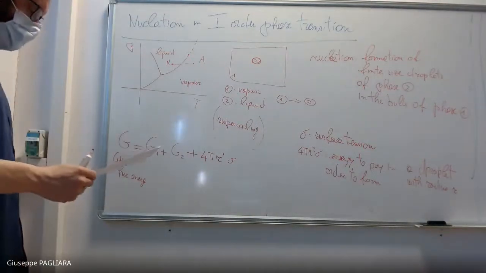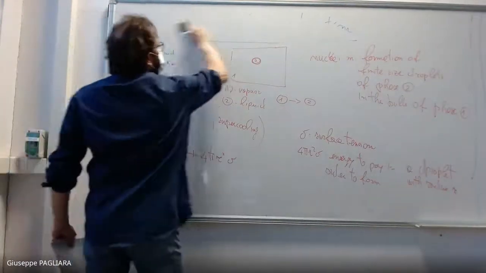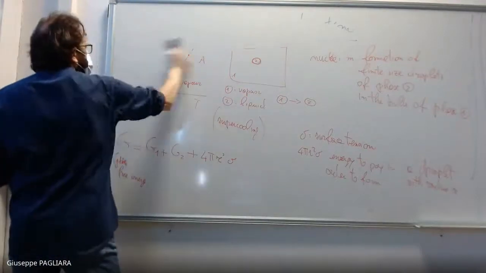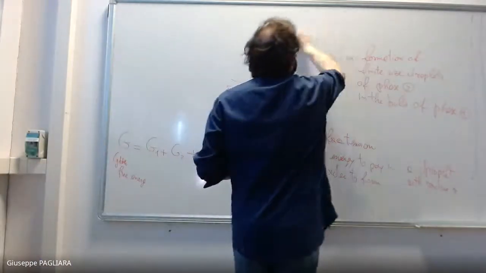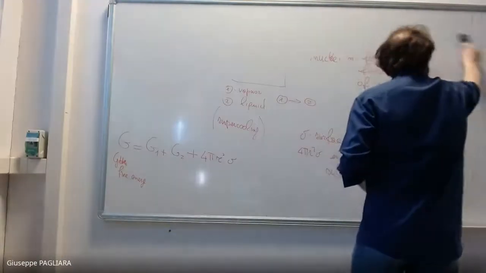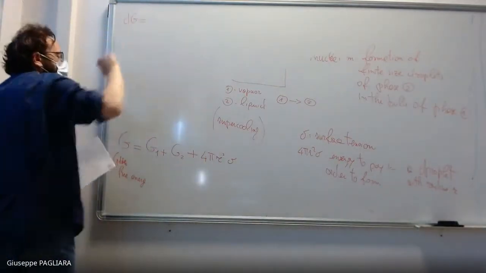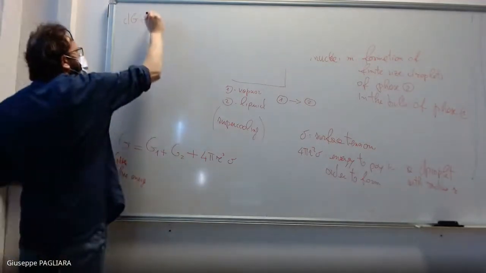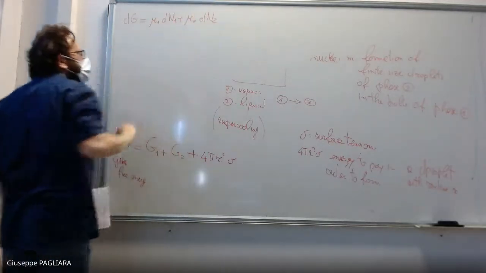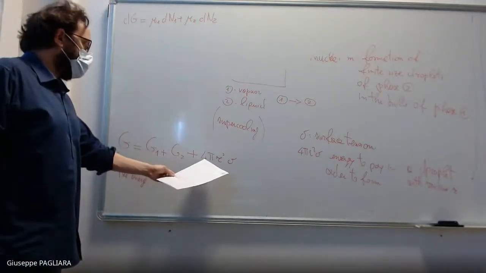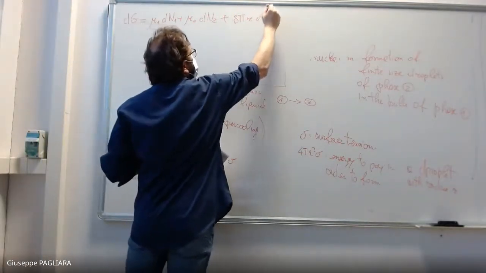Okay, so now what we need to do is basically just to minimize the free energy, and the game is almost done. So let's compute first of all the variation of the Gibbs free energy. Sorry, and I will comment in a moment why we are considering the Gibbs free energy. dG, the variation of Gibbs free energy, is equal to dG1, but dG1 is mu1 dn1 plus mu2 dn2. Then we have 8 pi r sigma plus 8 pi r sigma dr.